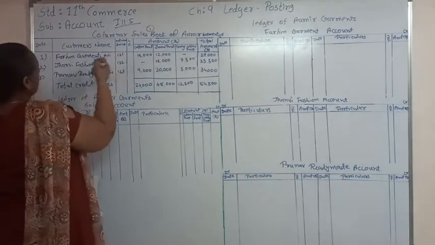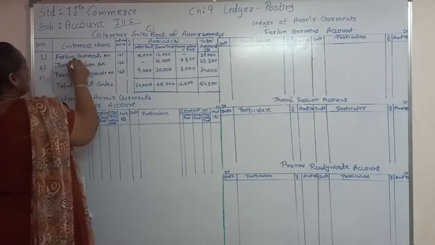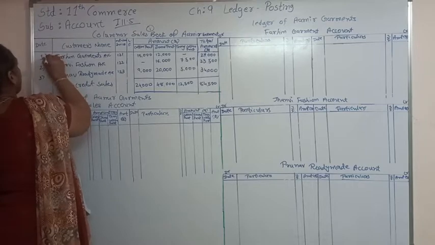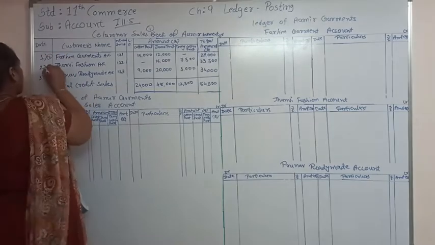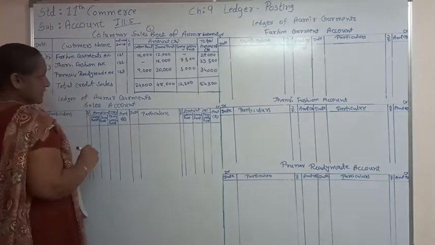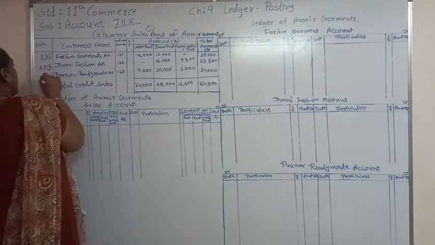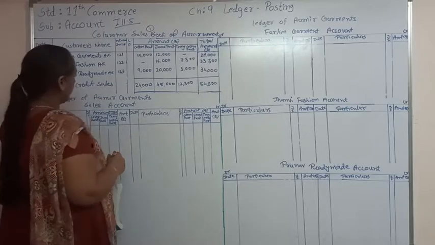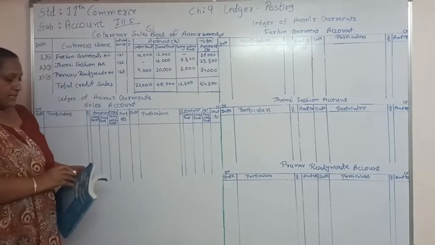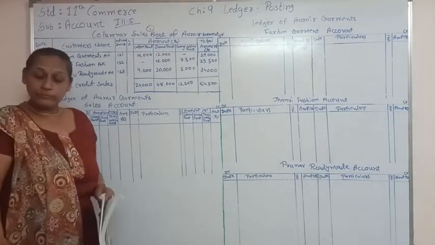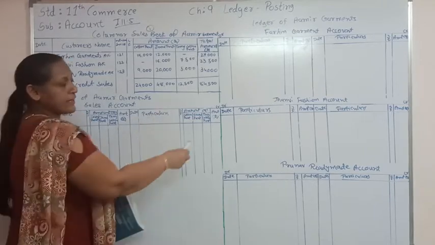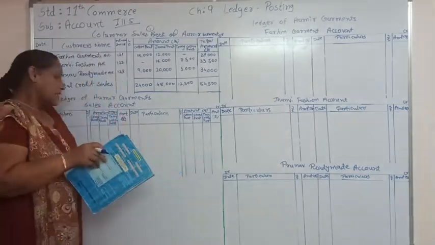Now let's see the other accounts we are supposed to prepare. One is the Farhin garment account, that we also have to prepare. The third account we have to prepare is the Janvi fashion account, that is also prepared, and the fourth one is the Pranav ready-made account. So these four accounts are needed to post in a ledger that we already prepared. Now let's start the posting.